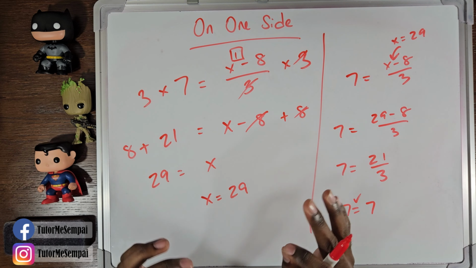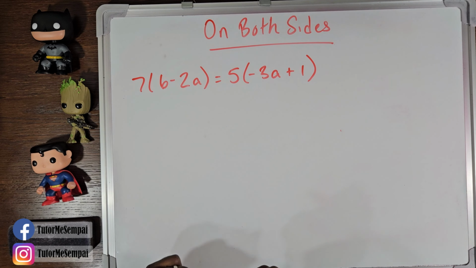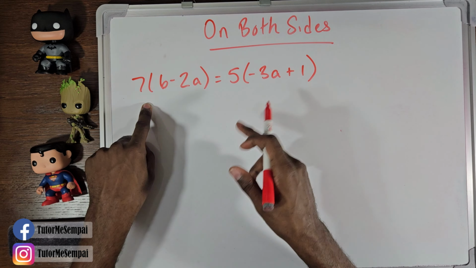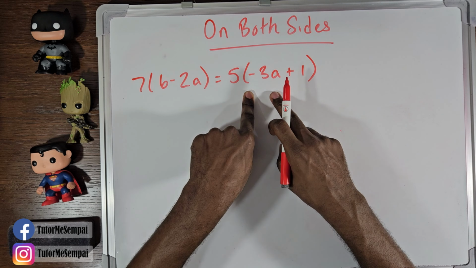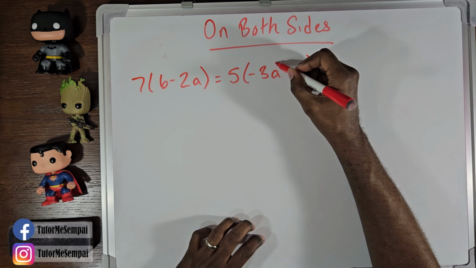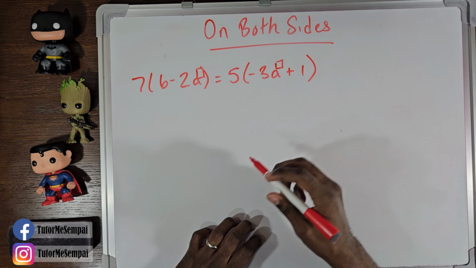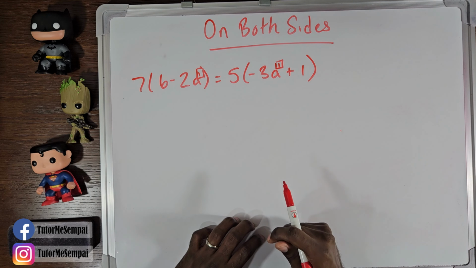But let's move on to a slightly more complicated looking one. Let's say we have a linear equation that looks like this. 7 times, in parentheses, 6 minus 2a equals 5 times, in parentheses, negative 3a plus 1. Now, we know this is linear because once again, what is the exponent on these a's? They are an understood 1, so it's a linear equation.